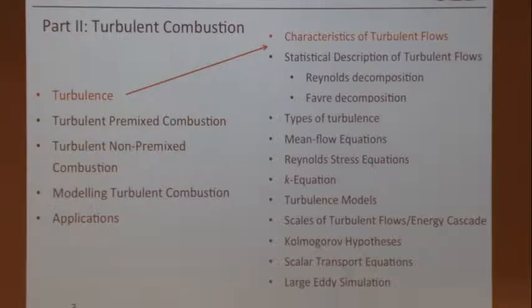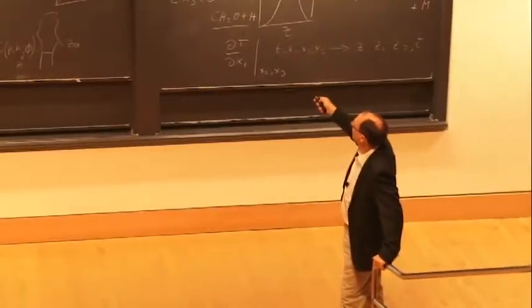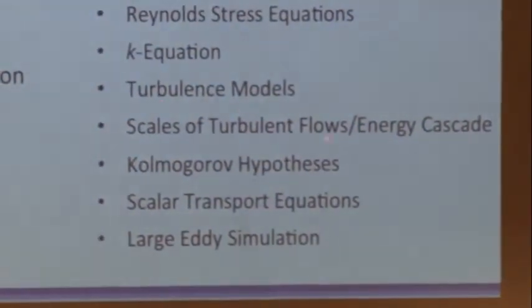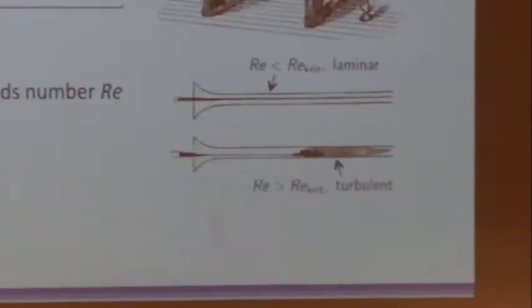We'll talk about some characteristics of turbulence, a statistical description of turbulence. We'll talk about different types of turbulence. For the statistics of turbulence, we'll introduce a mean and a velocity fluctuation. Then we'll talk about how to derive equations for the mean and other things. We'll talk about turbulence models, and then scales of turbulent flows and the Kolmogorov hypothesis. Then we talk about a scalar transport equation. At the end, we'll talk a little bit about large eddy simulation.